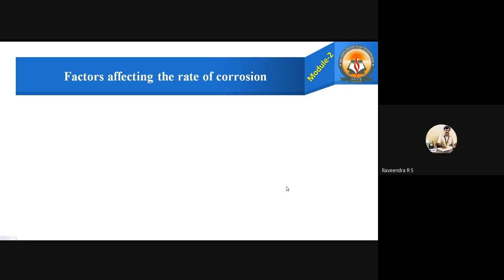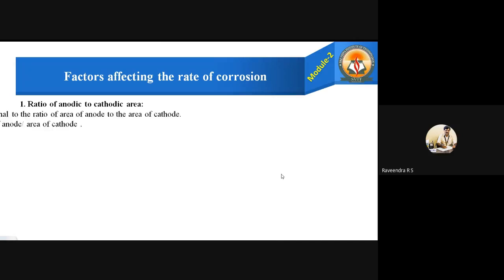Today, in this class, I'm going to explain the factors affecting the rate of corrosion. There are various factors which affect the corrosion rate. Some factors enhance the rate of reaction, and some decrease the rate of corrosion. Here we have four factors. Let us go to the first factor, the ratio of anode to cathodic area.